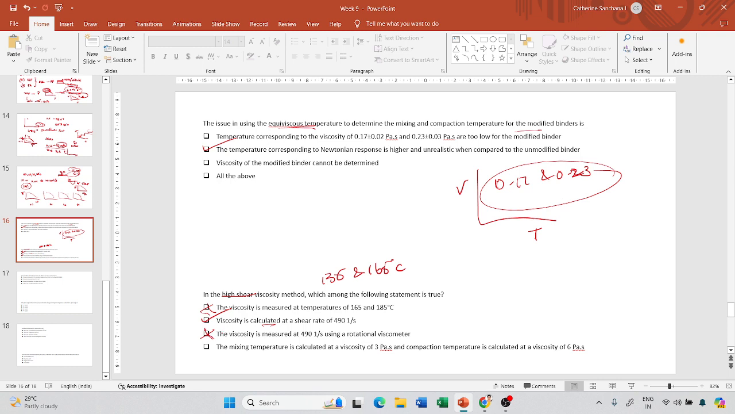The mixing temperature is calculated at a viscosity of 3 pascal second, and the compaction temperature is calculated at a viscosity of 6 pascal second. This is also not correct because you measure it at 0.17 pascal second and 0.28 pascal second. Okay.